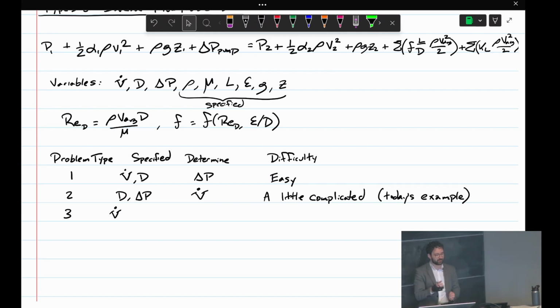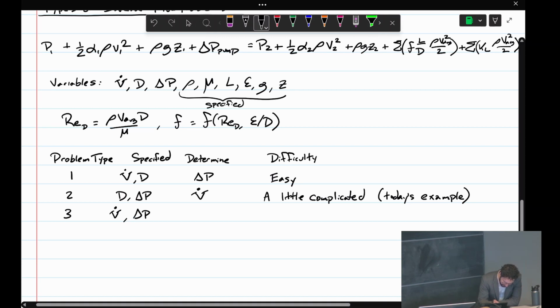If we're trying to determine the pressure drop, that's easier. If you're trying to determine a volumetric flow rate given those, that's a little harder. And the hardest one of them all is to determine the diameter that you should be using. If you're given a volumetric flow rate and a pressure drop, determining the diameter is complicated. There's an example of this on homework 7.